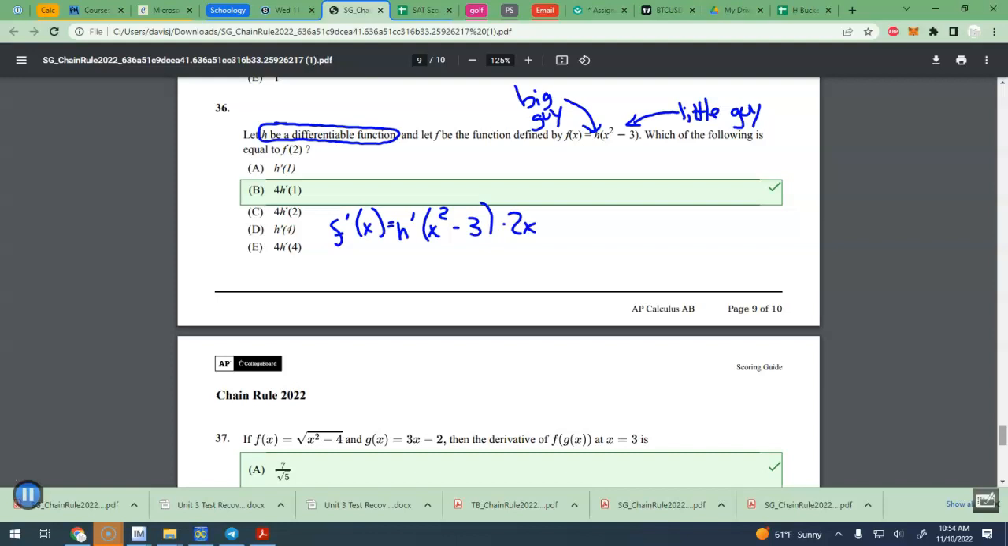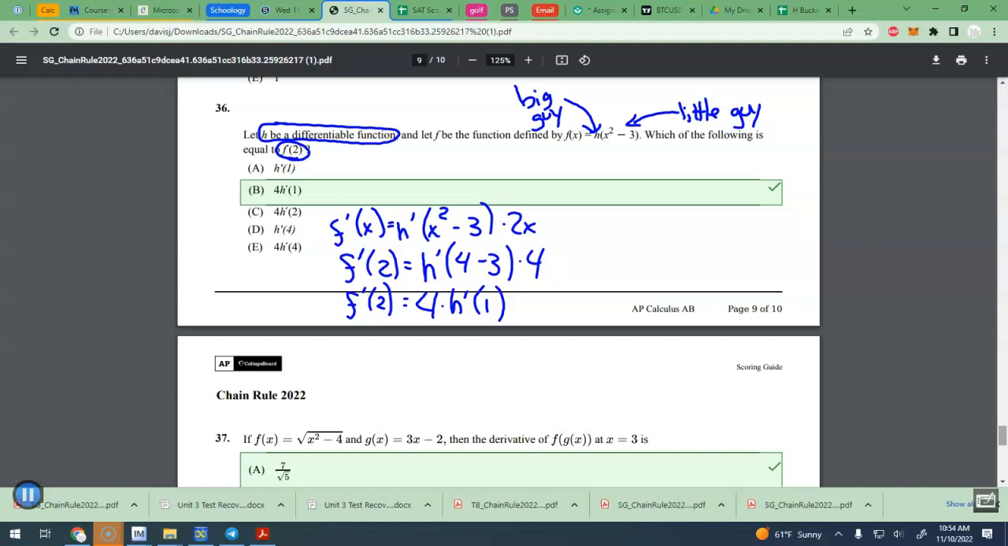But why are we plugging 2 into f prime if it's asking us for f? I agree with you, that works. That's what I did in my head at first. If I went f prime of 2, it'd be h prime times 4 minus 3 times 4, so you're going to get 4 times h prime of 1. But that's f prime of 2. That's why I was getting stuck. I'm just going to assume that's what they meant. I think that's what they meant.